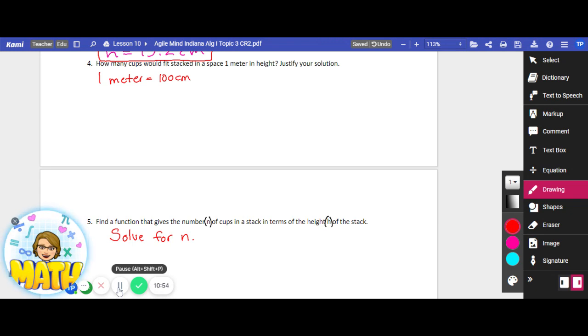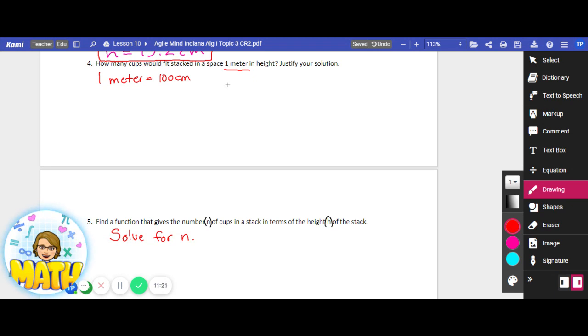So now we're ready for number 4. Number 4 says, how many cups would fit stacked in a space 1 meter in height? 1 meter. Well, that's a unit of measure that we haven't been using in this problem. We've been talking about centimeters. So I gave you the fact that 1 meter is the same thing as 100 centimeters. This time, we know how tall the stack is. We want to figure out how many cups there would be in that stack.